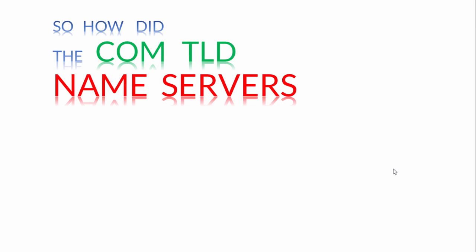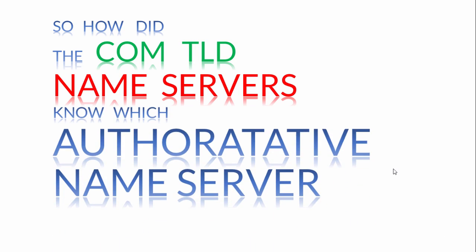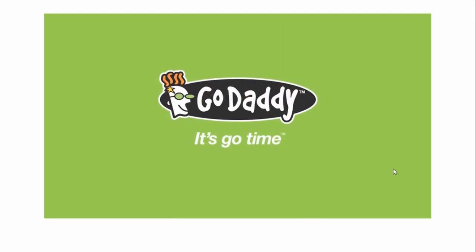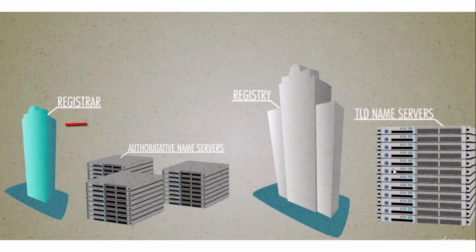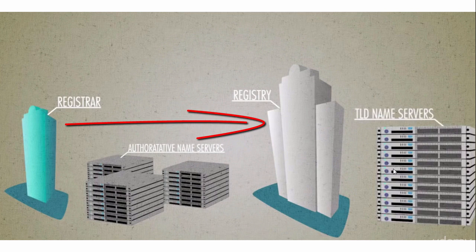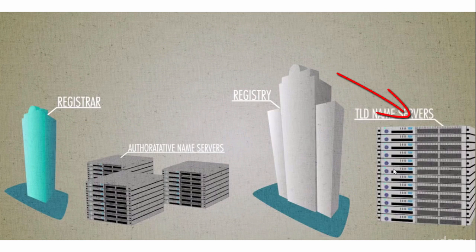So how did the COM TLD servers know which authoritative name servers to use? It is with the help of the domain's registrar. When a domain is purchased, the registrar is told which authoritative name servers that domain should use. They notify the organization responsible for top-level domains, the registry, and tell them to update the TLD name servers.